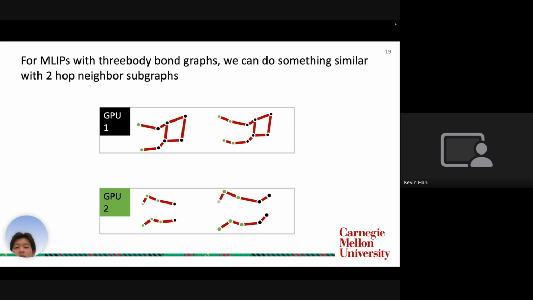We also implemented DistMLIP into ChargeNet, which includes a 3-body graph. The way we do partitioning is quite similar, except instead of just having 1-hop neighbors in the graph, we also do expansions up to 2-hop neighbors. We use this 2-hop neighbor expanded version to reconstruct, on the fly, the 3-body graph that we would then calculate metadata for in order to perform the node transfer.